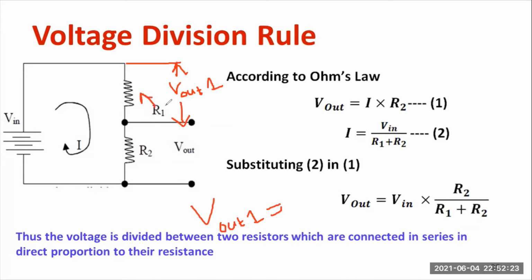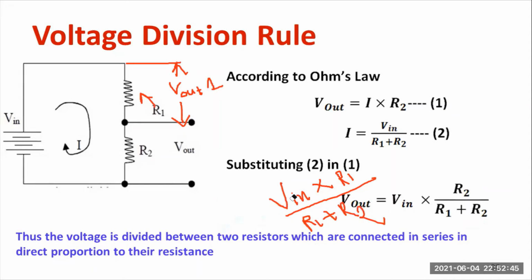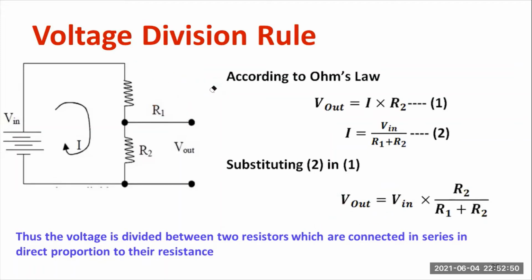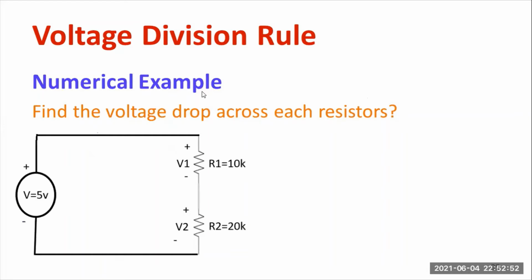This is your resistor. How to apply? What is the total voltage? Total voltage is VIN, times the resistance of that particular V out. V out 1 is equal to R1 divided by the total resistance, R1 plus R2. I hope it is very clear. Likewise, you can apply the voltage division formula for this kind of circuit. Remember that it's applicable only for a series circuit or cascaded circuit.